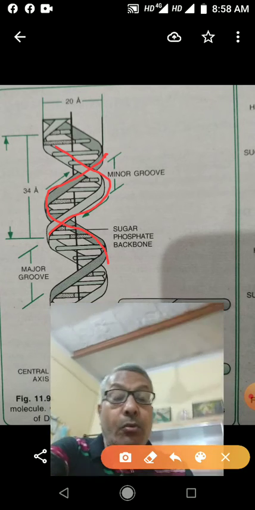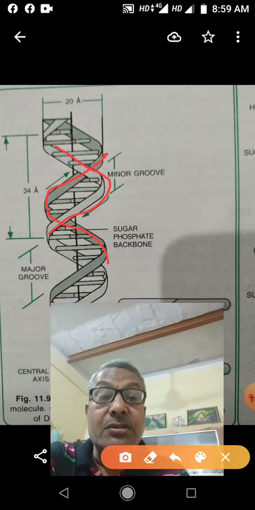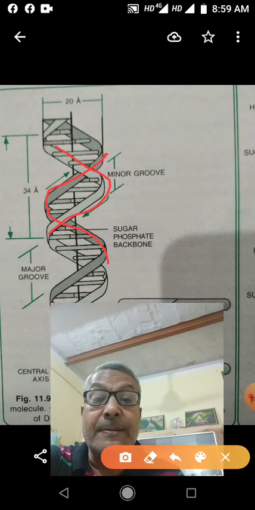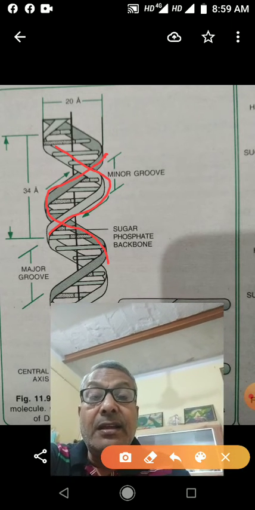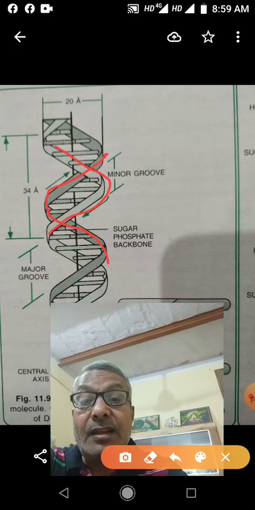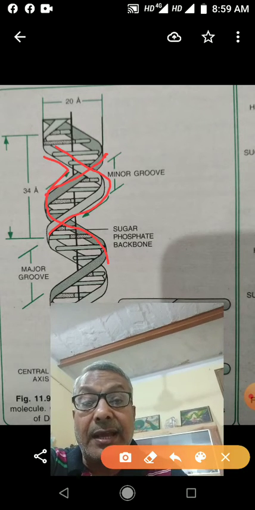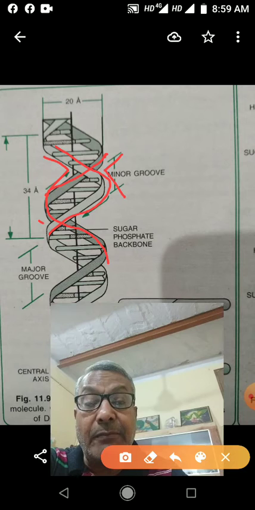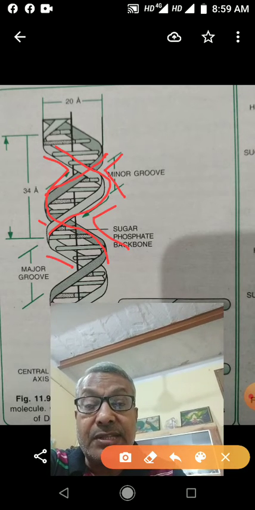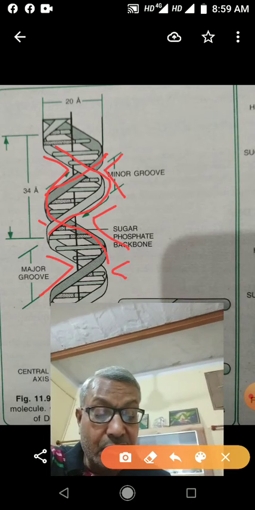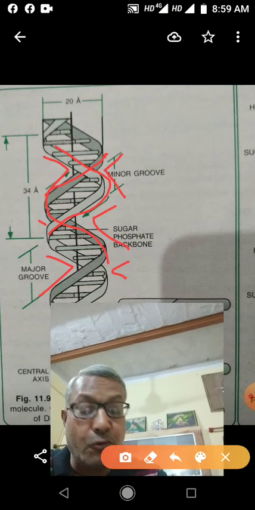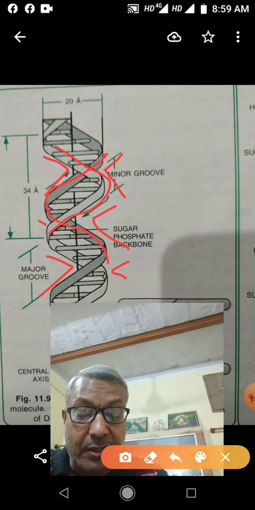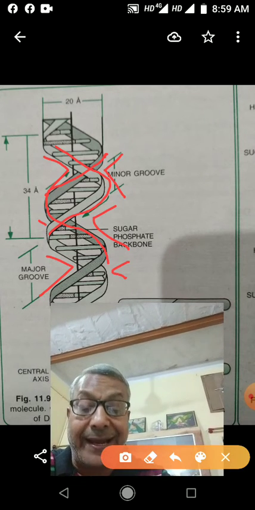When you are observing the helix, it will show grooves. There are major grooves and minor grooves. This side is the major groove, and this is the minor groove. Again minor groove, then major groove. Major groove, this side minor groove. So the distance of the helix showing one major groove and one minor groove: one major groove is 22 angstrom and one minor groove is 12 angstrom.